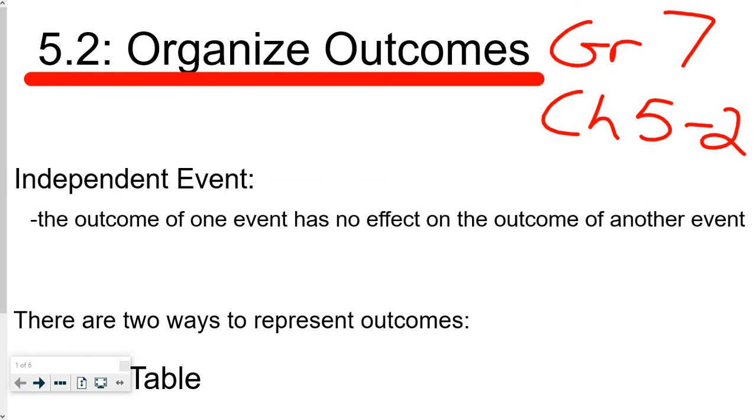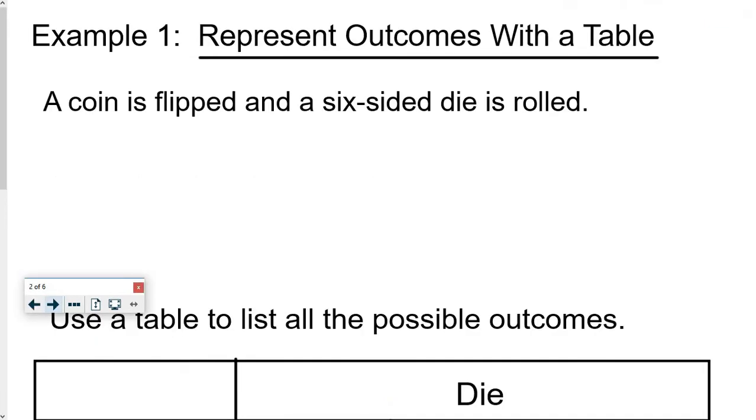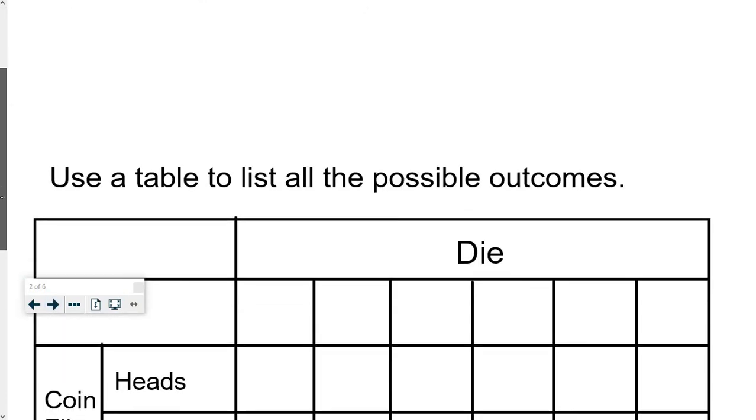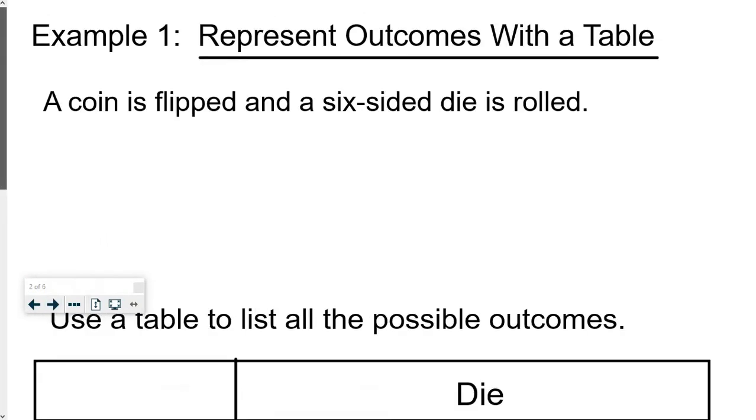So there's two ways to represent these independent outcomes that we're going to focus on. One is a table, and the second is a tree diagram. So we're going to start by representing outcomes with the table. A coin is flipped and a 6-sided die is rolled. So we have a die, we roll it, and a coin flipped. We're going to use this table to represent all the possible outcomes.